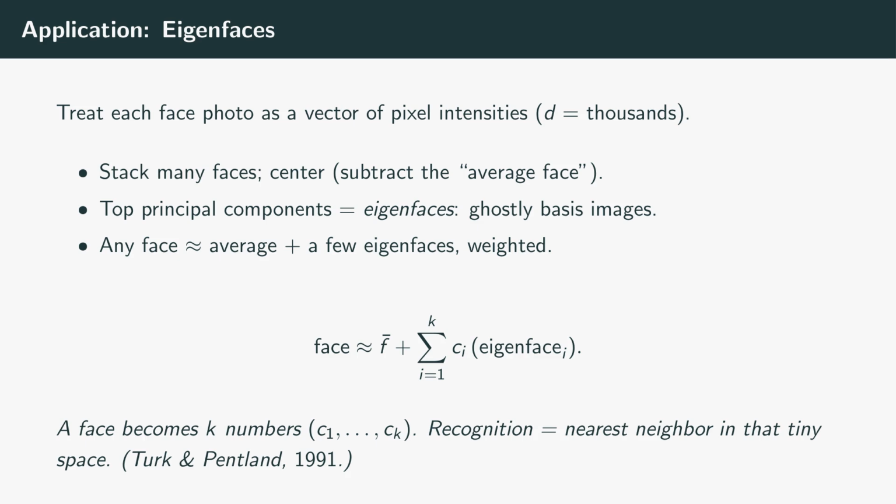So a face that lived in a space of thousands of pixels is now captured by a short list of weights, maybe 40 numbers. Recognition becomes simple. Project a new face onto the eigenfaces, get its handful of coordinates, and find the closest stored face in that tiny space. This is nearest neighbor matching in a 40-dimensional space instead of a 40,000-dimensional one. Turk and Pentland introduced eigenfaces in 1991, and it was one of the first practical face recognition systems. Pure linear algebra, exactly what this course has built.